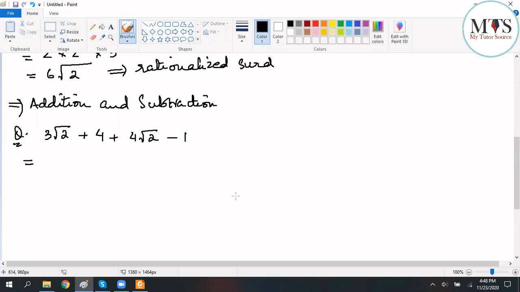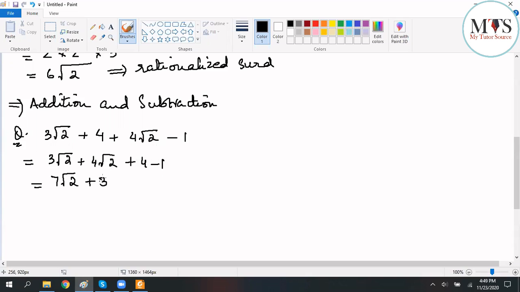Couldn't you add the like terms together? Which terms? So couldn't you add 3 square root of 2 and 4 square root of 2 to make 7 square root of 2? Okay. And what about the others? And you can add 4 and negative 1 to make 3.